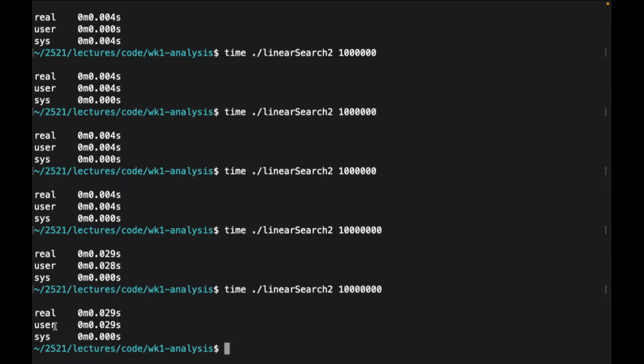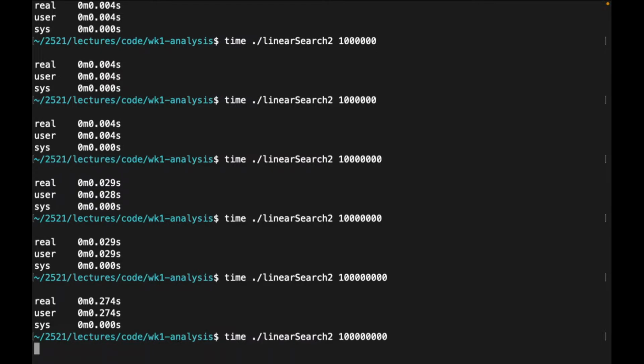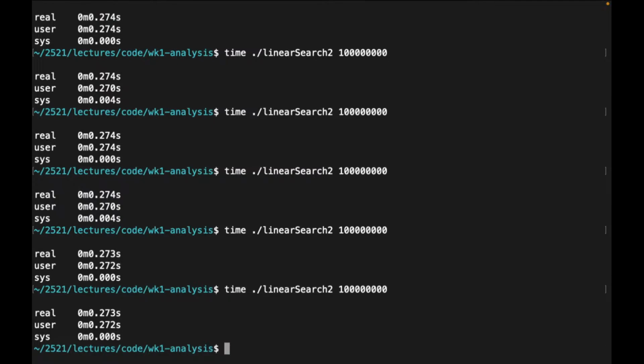Now we can see that it's starting to take a little bit more time. If we look at the user time, it's taking 0.029 seconds, whereas before it was taking about 0.004 seconds. Now let's increase it to 100 million. We can see that it's taking quite a bit more time now, 0.274 seconds as opposed to 0.029, and it's pretty consistent. When we run it, it always hovers around 0.27, 0.274.